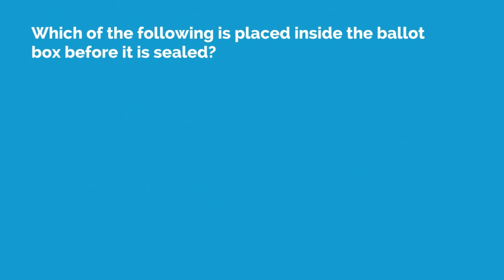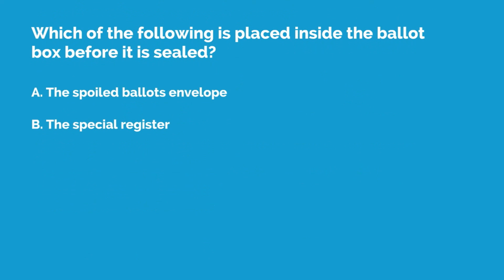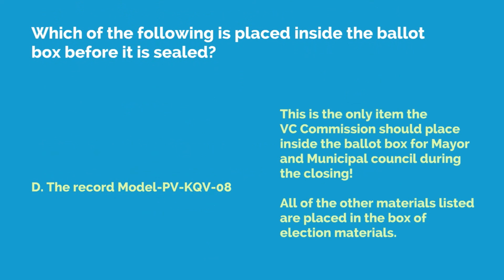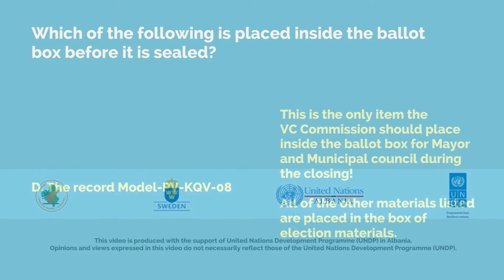Which of the following is placed inside the ballot box before it is sealed? A, the spoiled ballots envelope, B, the special register, C, the meeting book, D, the record model PV KQV 08, E, all of the above. The correct answer is D, the record model PV KQV 08. This is the only item the VC Commission should place inside the ballot box for mayor and municipal council during the closing process. All of the other materials listed are placed in the box of election materials.